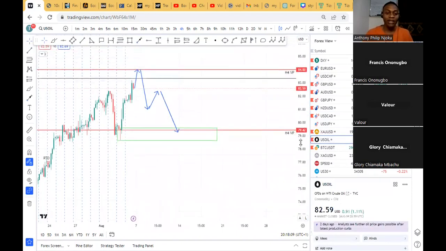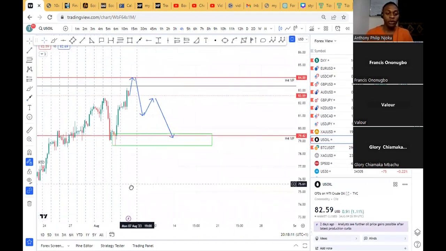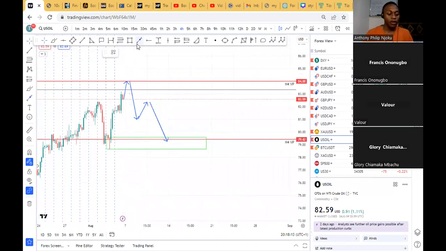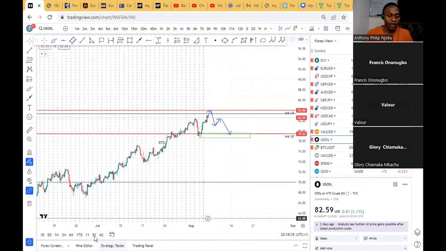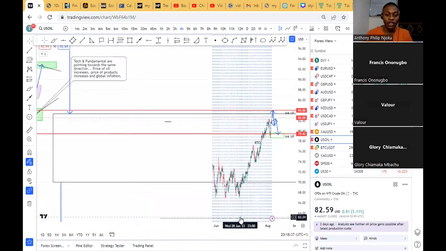Then the next on our list is oil. Okay, so for oil, the current move is that we need to see it come into this H4 validation point. That's what I see on oil. The H4 validation point needs to come and fulfill its efficiency.